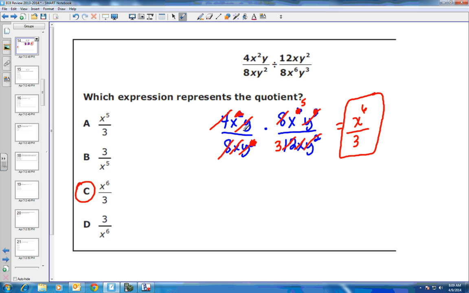Which one would it be? Yes, and so I had this y left, but then I also had this y left. So I cross-canceled those.